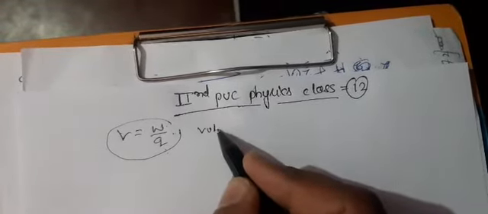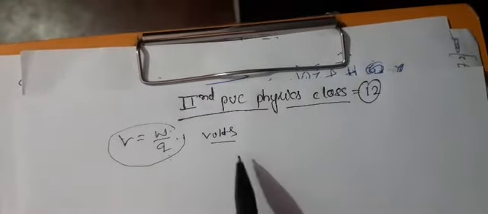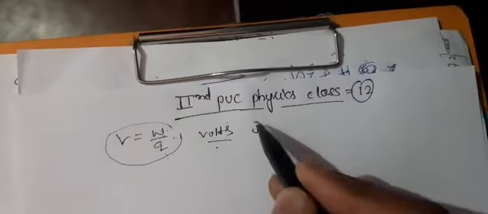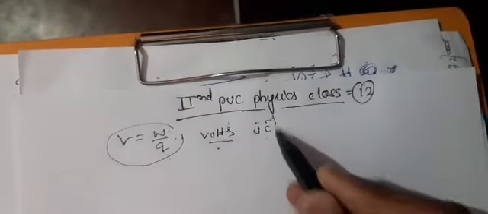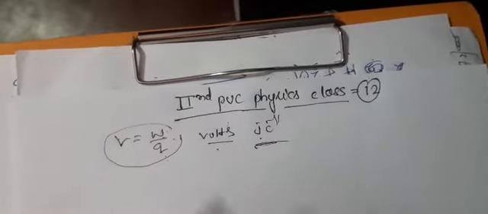The standard SI unit of electric potential is volts. The unit of work done is joule, and the unit of charge is coulomb inverse. So the unit is joule coulomb inverse. That is the concept of electric potential.